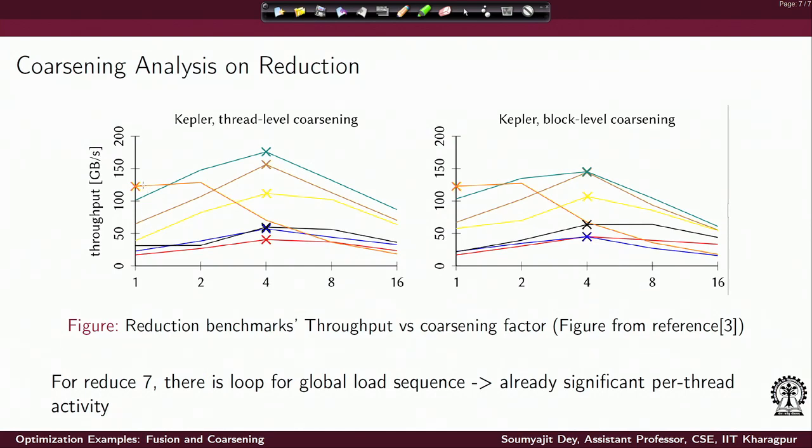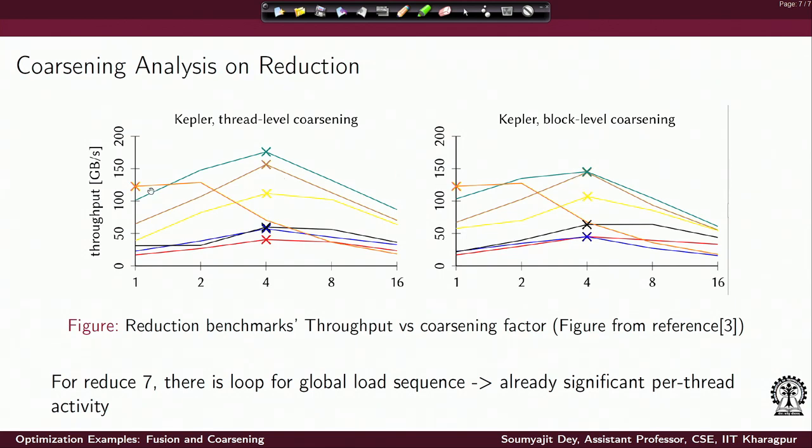Now observe firstly that here we are using a Kepler architecture based system, a Tesla K40 card, and we are applying two different kinds of optimizations. One is thread level coarsening and the other is block level coarsening. The first important characteristic we see here is that the optimal coarsening factor for all of the first 6 reduction kernels appears to be 4, both for thread level and block level coarsening. This is for our system and for this specific example of reduction.